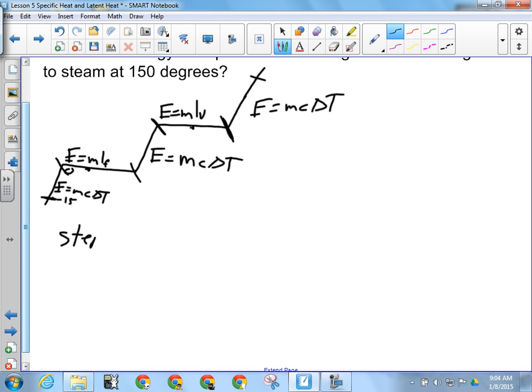All right, so now I've identified all my steps. Now I need to do the calculations. So for step 1, I'm using E equals mcΔT. The mass we said was 250. And it's ice, so I have to use the specific heat capacity of ice, 2.116 joules per gram degree Celsius. And the temperature is changing by how much?